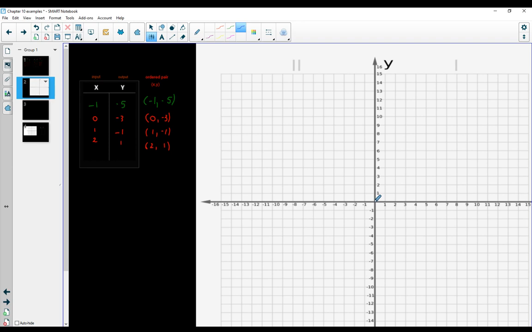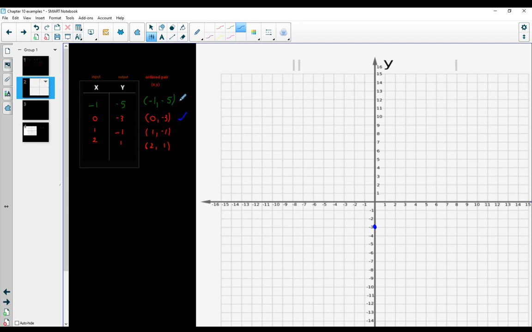So all we'd have to do is start thinking, okay, if the y value was negative, that means that it's going to be going down. So here's 0, negative 1, negative 2, and negative 3. So that's what our first plot point would be. Okay, so we did that one.